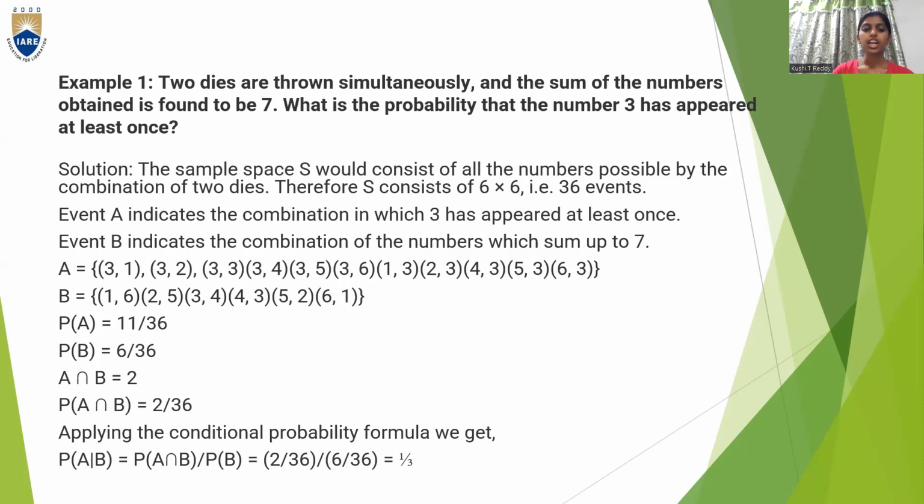So applying the conditional probability formula, we get P of A given B is equal to P of A intersection B divided by P of B. So 2 by 36 divided by 6 by 36. So totally it is 1 by 3.